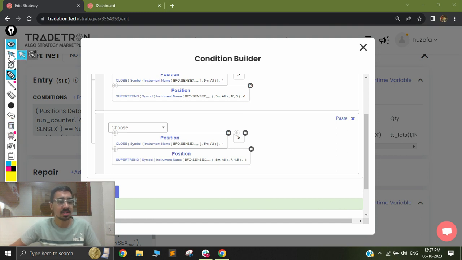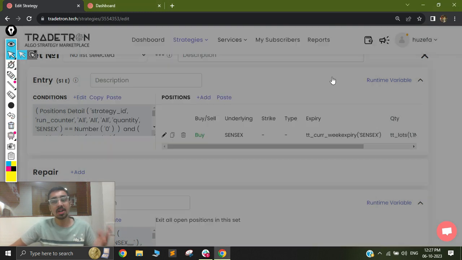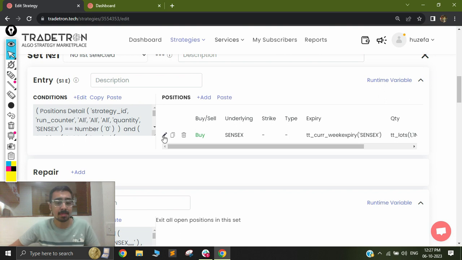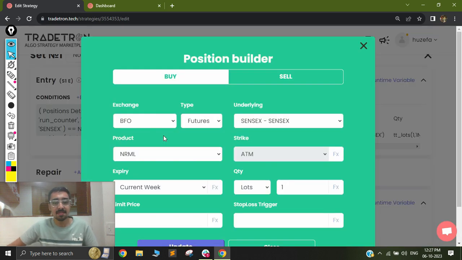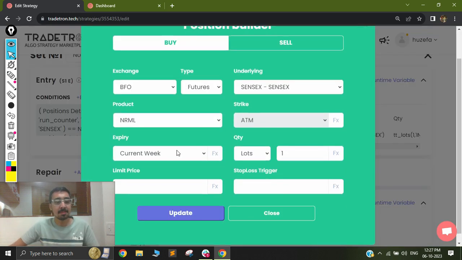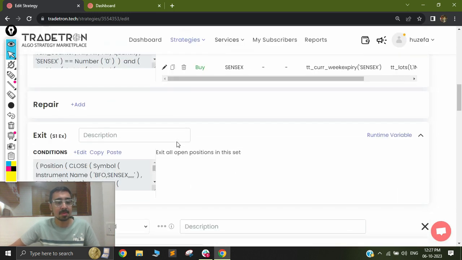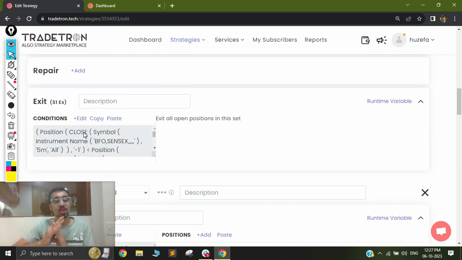So my position is basically one Sensex futures that I'm taking on current week expiry. And once this happens, I will basically take my entry into my Sensex futures trade. Second thing that I will do is that I will now check for my exit conditions. So after my entry, the next thing is the exit. Now, as per this logic, the exit basically has to happen at something like this.